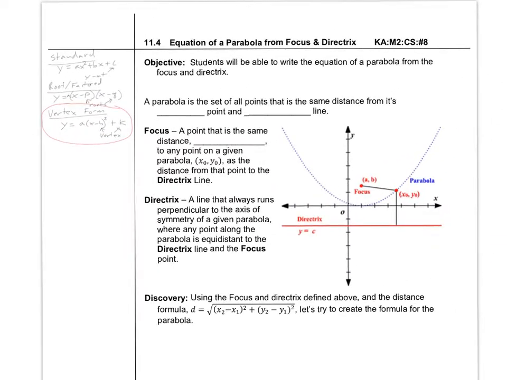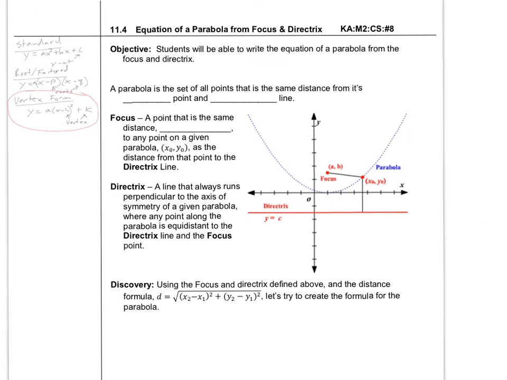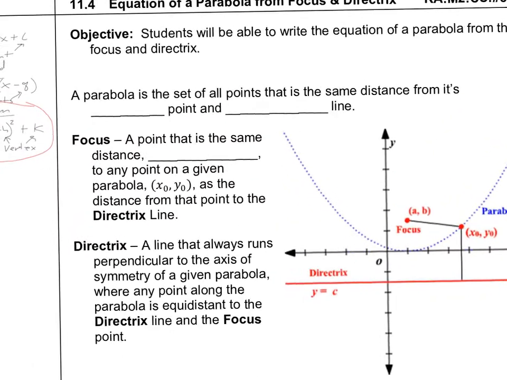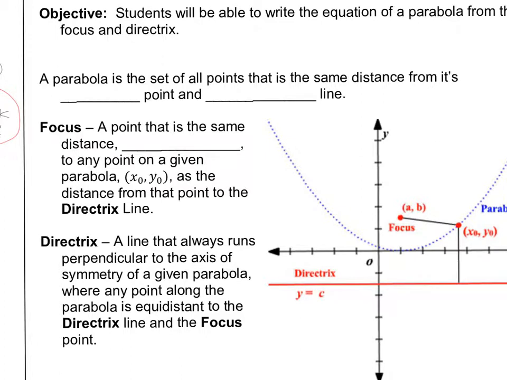But now we're starting off with something new. We're starting off with things called the Focus and the Directrix. Focus and Directrix. So let's talk about those. So a parabola is actually defined as the set of all points that is the same distance from its focus, or we could even say focal point, and directrix line, directrix. And so what is that?